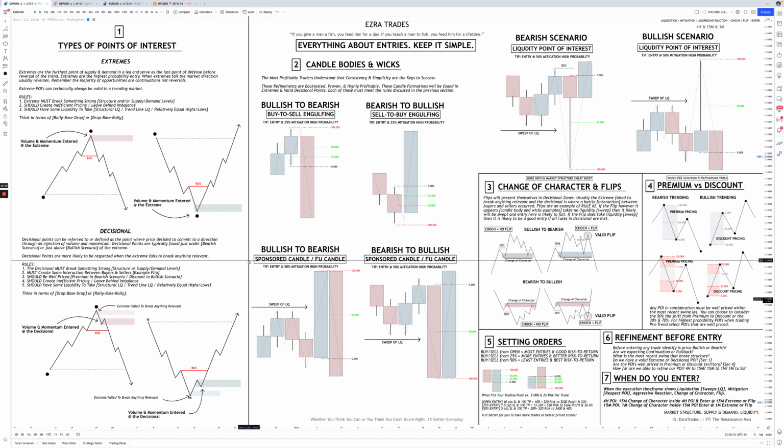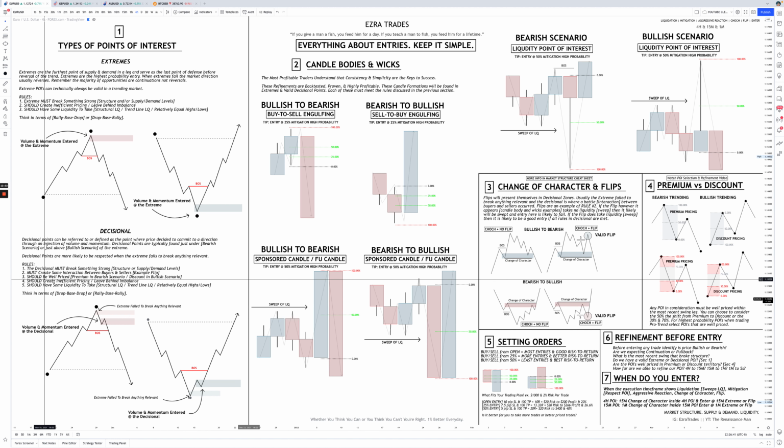And this example is going to be a flip. I'm going to show you that if you look to the right side of the chart, this is what it's going to be. But for right now, all you have to know is some sort of interaction between buyers and sellers. Ideally, it will be a flip. That's the only type of decisional that I like to take consistently because that is going to really increase the probability of success on those POIs.